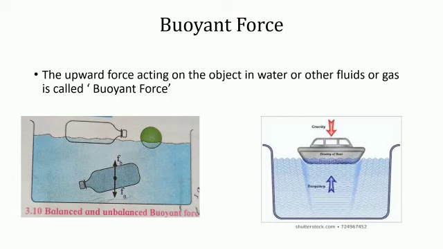Gravitational force is acting on the bottle and it tries to bring down the bottle. But there is another opposing force in the upward direction on the bottle filled with water. This force originates from the water surrounding the bottle. The upward force acting on an object in water or other fluid or gas is called buoyant force. This force comes from the pressure exerted on the object by the fluid.